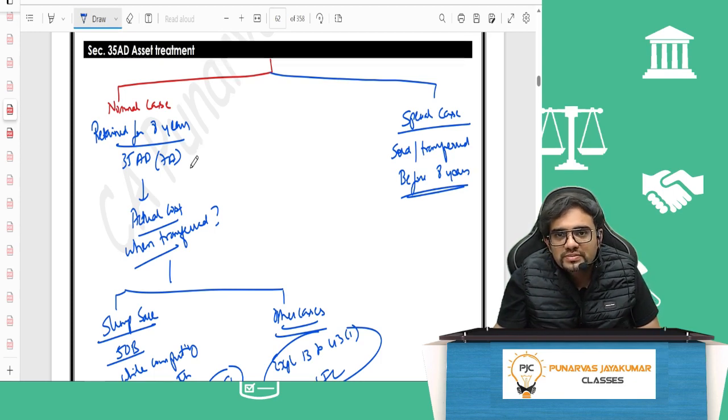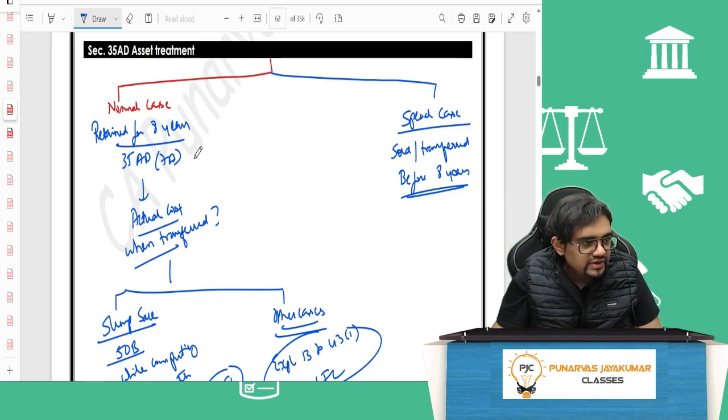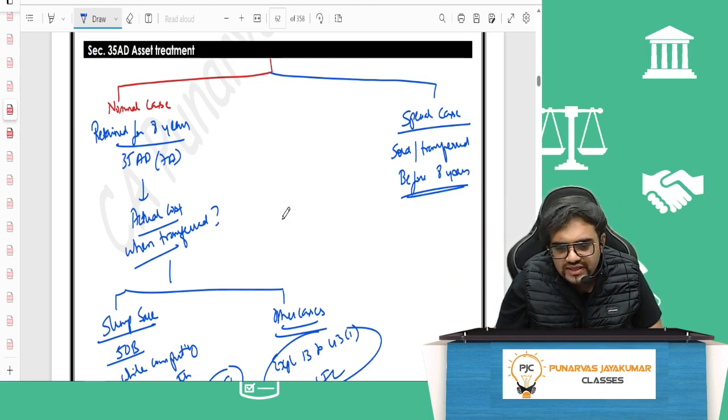Special case, what will happen? It is sold or transferred before 8 years. As per 35AD, if it is held for 8 years, then no problem. But if it is held for less than 8 years, then some other treatment. One, you sell it after 8 years, what happens? Second one, you sell it before 8 years, what happens? All this can be given in the exam question, anything they can ask.